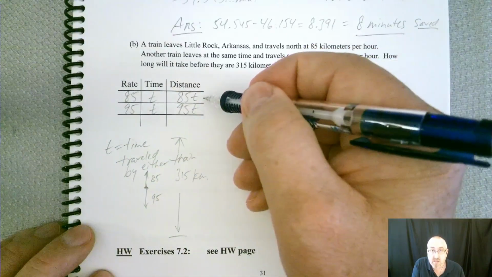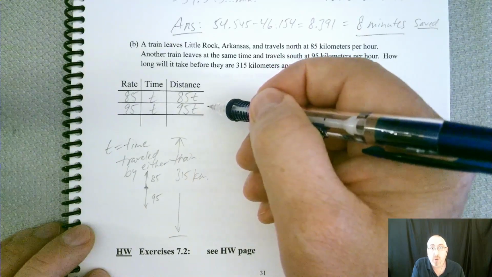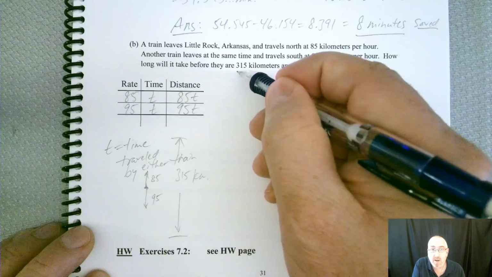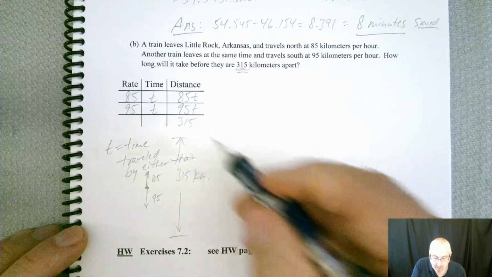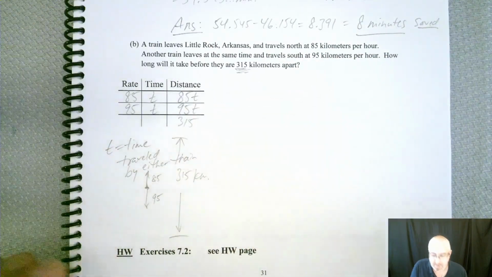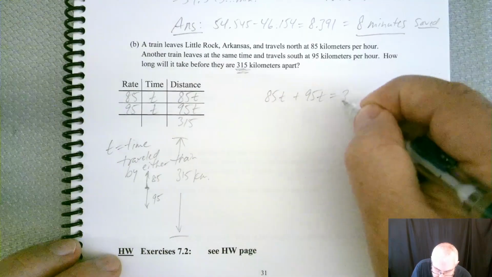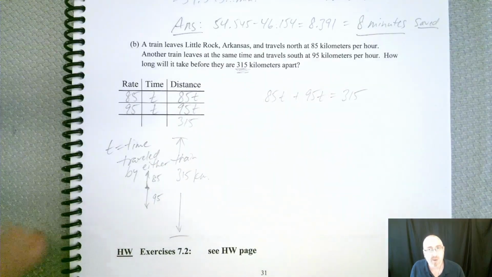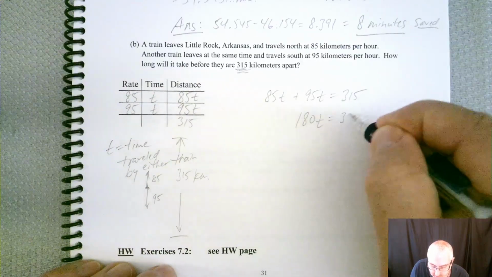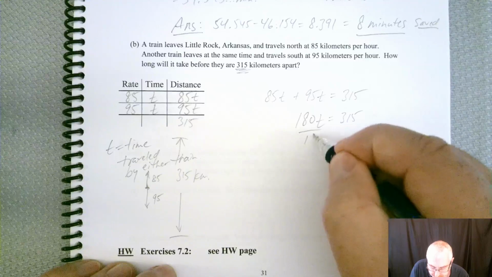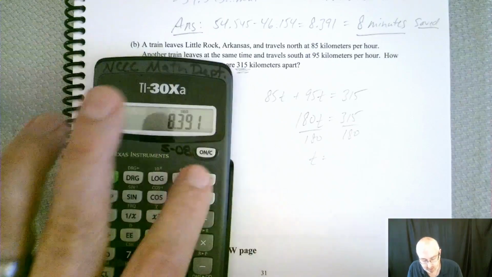So this is the distance the north train travels. This is the distance the south train travels. What's the total distance we want them to travel? 315. So here's the makings of our equation again. We got 85t plus 95t is 315. Nice, easy equation to solve. So it looks like we're going to get 180t equals 315. Let's divide out the 180.